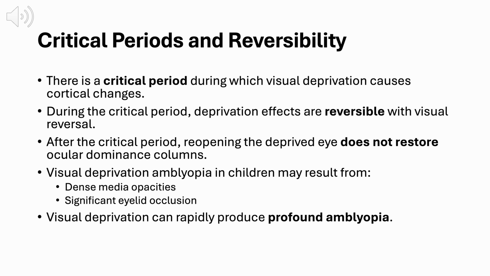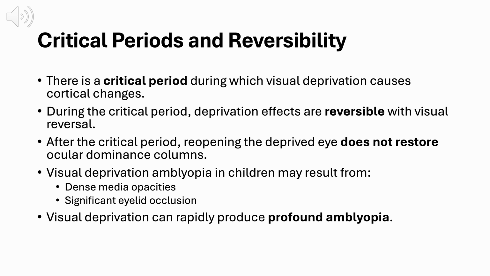This slide is where everything we've talked about suddenly becomes time-sensitive. The visual system has what's called a critical period, a window during early life when the cortex is especially plastic and highly responsive to visual experience. During this period, abnormal input can dramatically reshape cortical organization, but the flip side is that those changes are still reversible if normal visual input is restored in time.